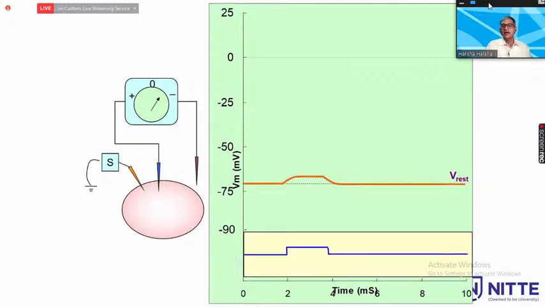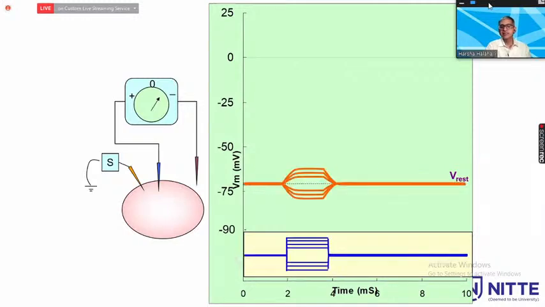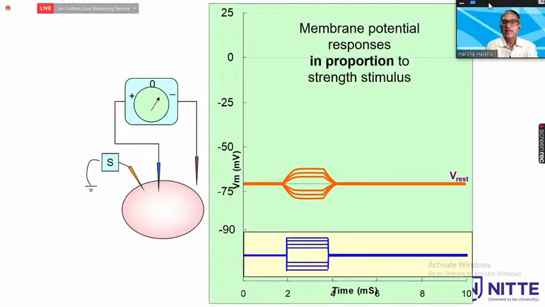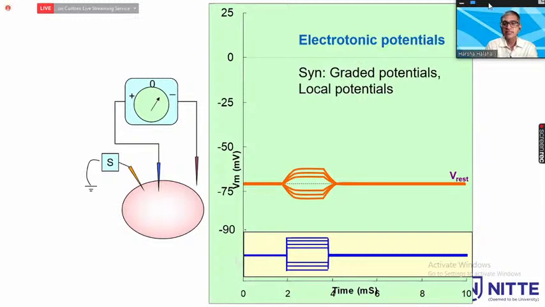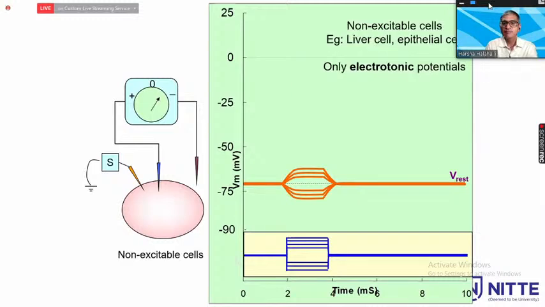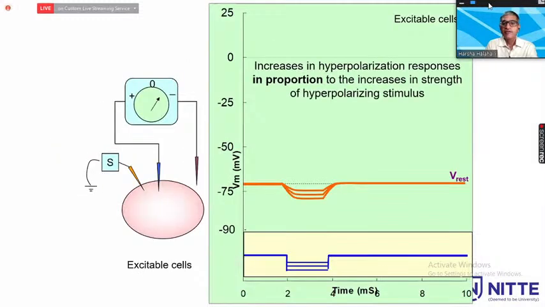On the other hand, if you give stronger and stronger positive stimuli, you get stronger and stronger depolarizing responses. Most cells behave this way. These are non-excitable cells, where the membrane response is proportional to the stimulus strength. Such responses are called graded potentials or local potentials. You see this in liver cells, epithelial cells, etc., which are essentially non-excitable cells.